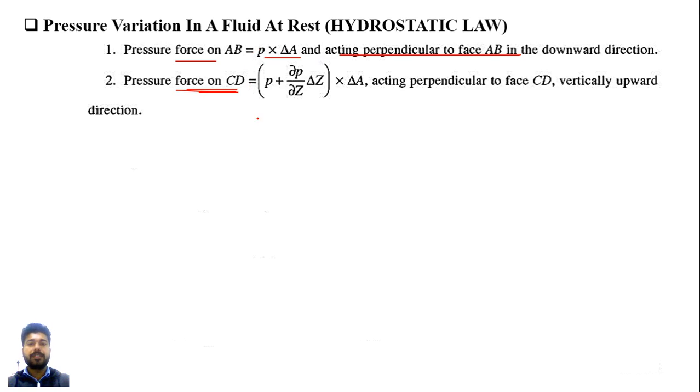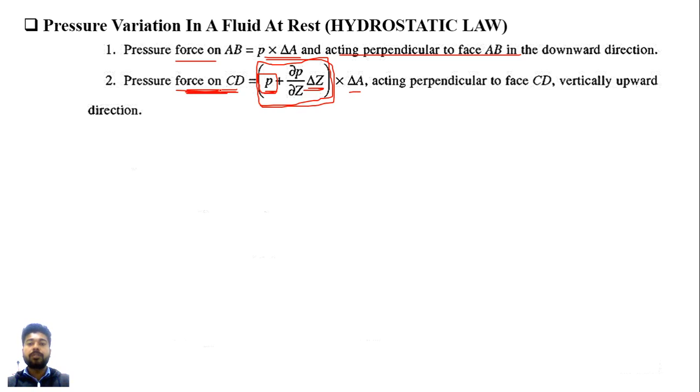So this force, which is applied on side CD, is again the pressure (P + ∂P/∂Z · ΔZ) times ΔA. This one is your pressure. As per the mathematical chain rule, this is the change in pressure due to this ΔZ. We can say that P is the original pressure, and ∂P/∂Z · ΔZ is the change in pressure due to the ΔZ height, times area. So this one is your pressure into area.